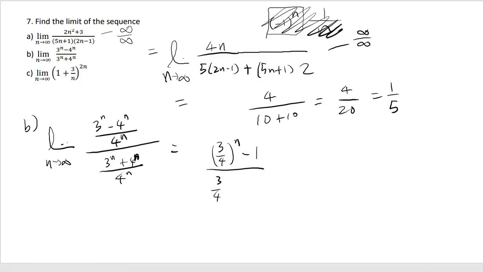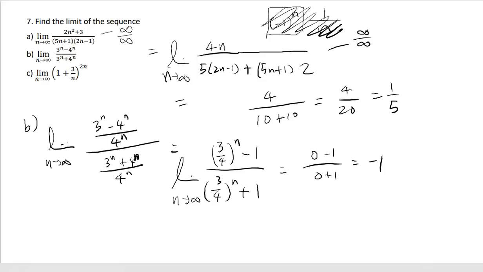Down here is 3 over 4 to the nth power. 4 to the n divided by 4 to the n is plus 1, limit n going to infinity. If you have 0.75, which is 3 over 4, you have something less than 1, and you multiply by itself over and over again, what's going to happen? It becomes 0, right? So you end up with 0 minus 1 over 0 plus 1, which is negative 1.